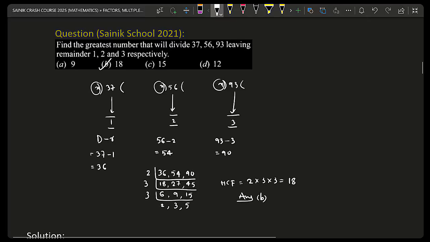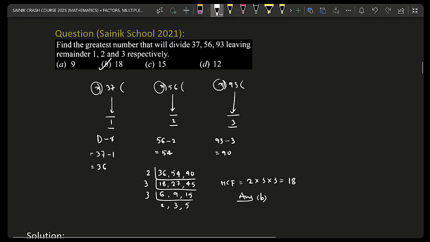Whenever the remainder is 1, if you subtract that 1 from the dividend, it is always divisible by that number. So 37 minus 1 is 36. 36 is divisible by x. Similarly, 56 minus 2 is 54. That is also divisible by x. 93 minus 3 is 90. That is also divisible by x. Now 36, 54, 90, all of them are divisible by x. That means x is their common factor.